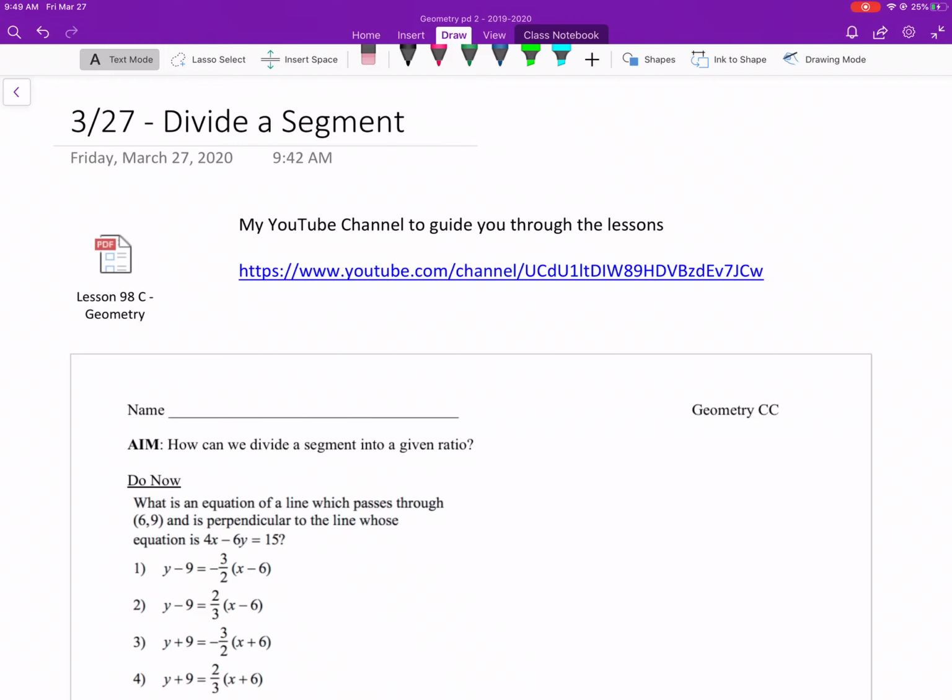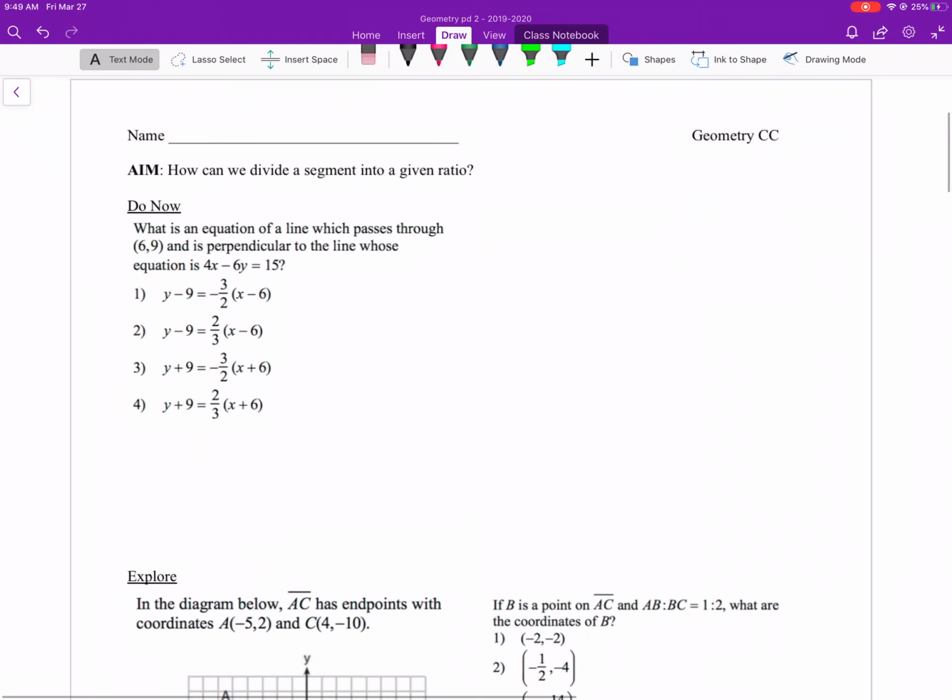Let's take a look at today's lesson. 327, divide a segment. Our do now today: What is an equation of a line which passes through (6, 9) and is perpendicular to the line whose equation is 4x minus 6y equals 15?